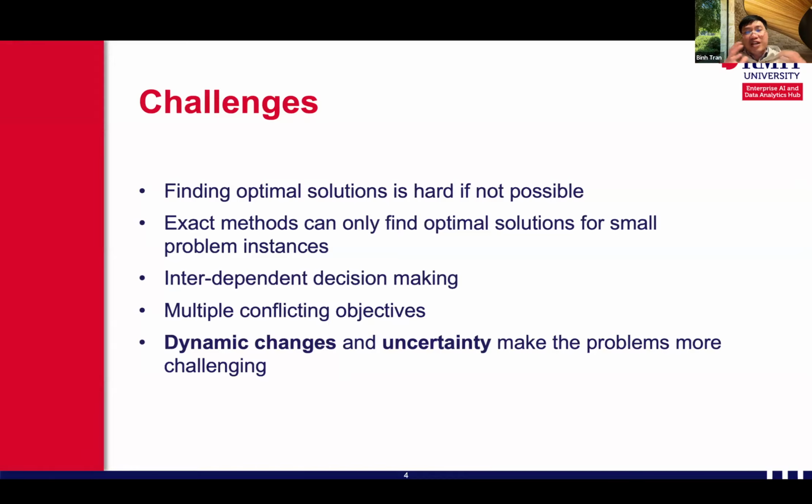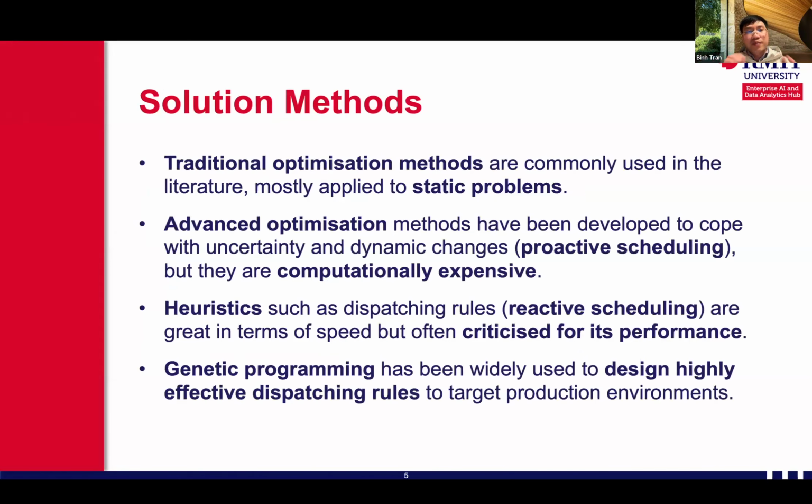And of course, for practical problems, we usually have a lot of conflicting objectives. Because it works in a very dynamic environment, dynamic changes and uncertainties are expected, and that makes the problem even more challenging. Multiple solution methods have been proposed in the literature. The earlier methods are traditional optimization methods like mathematical programming, branch and bound, and dynamic programming. Quite a lot of people are still working on these traditional methods, but they mostly apply to static problems.